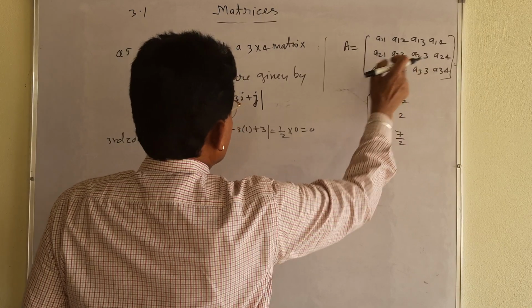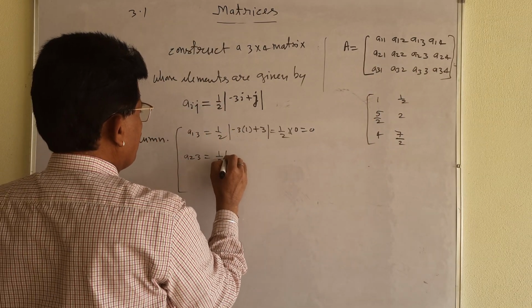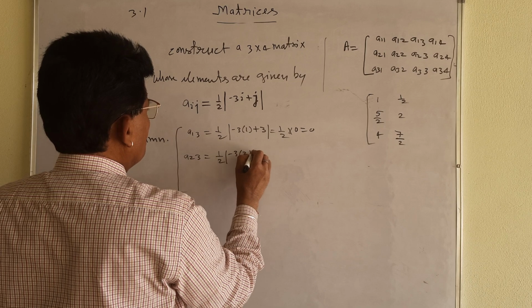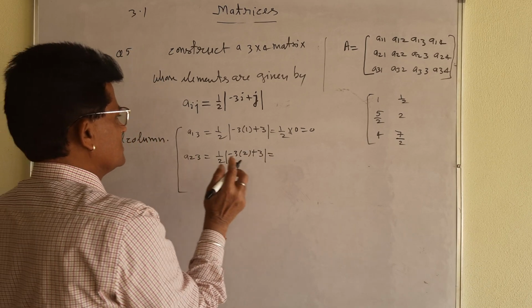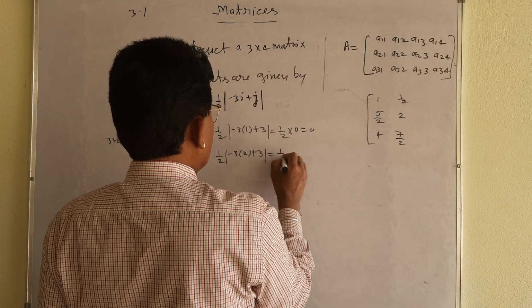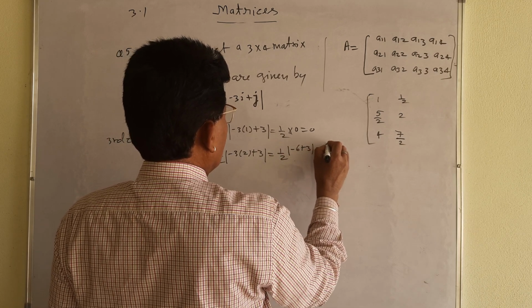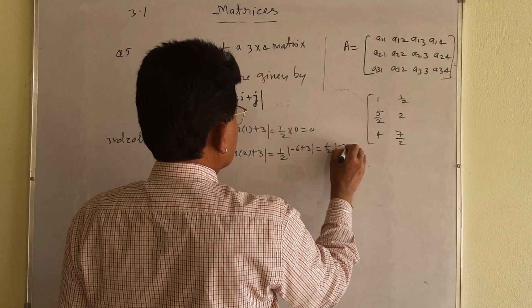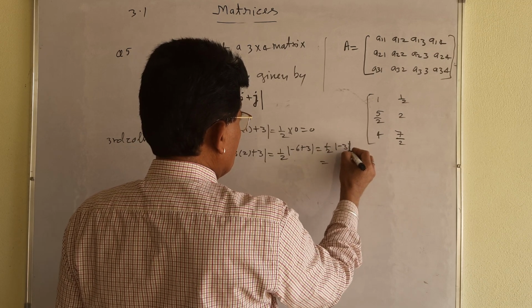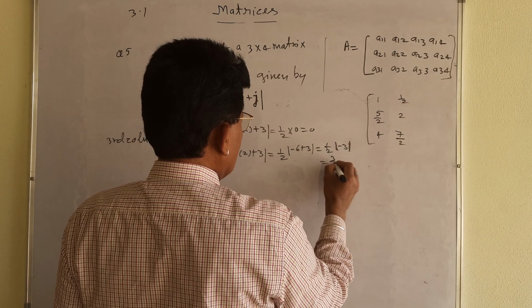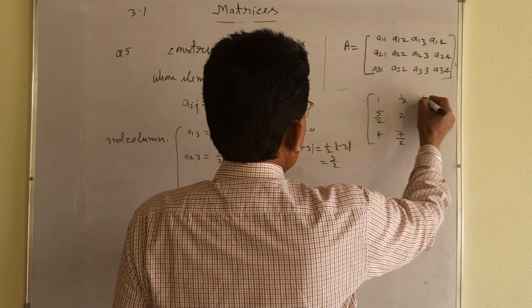Okay, next element देखिए, A23 is there, इसकी वैल्यू निकालेंगे. I2 J3. Okay, it will be equal to 1/2 and |-6 + 3|, it will be equal to 1/2 और -3, और -3 किसके इक्वल होगा? पॉजिटिव. Absolute value of -3 is 3/2.